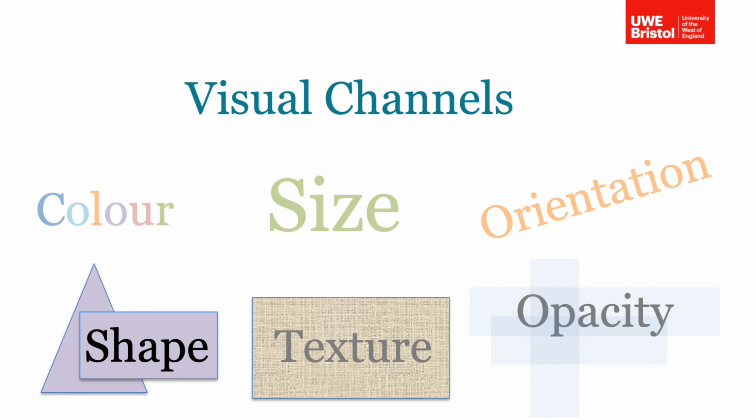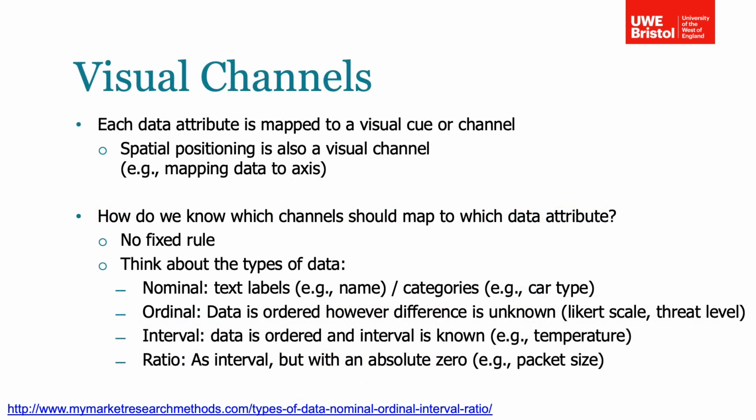How do we know which channels should map to which data attributes? There are no fixed rules as such. But as we discussed some of the weaknesses in visualizations earlier, we need to consider what may work best for our data. Mapping a single numerical value to a circle, for example, can cause confusion. We need to think about the type of data being shown. There are 4 types of data attributes that we need to recognize: nominal, ordinal, interval, and ratio.